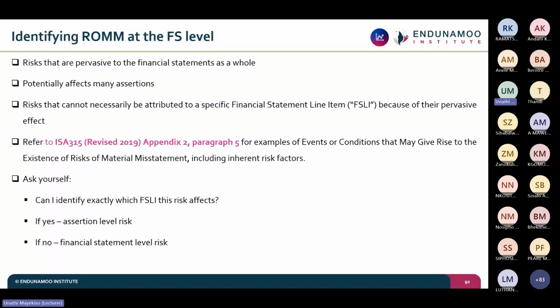It'll give you examples for conditions that can give rise to material misstatement, as well as the inherent risk factors. In terms of figuring out whether you've got a risk at overall financial statement level or at assertion level, you need to ask yourself, does this specifically affect a financial statement line item, like revenue, for example? If it does, then it's an assertion level risk. If it affects more than one or not a specific line item, then it's a financial statement level risk. Does that make sense?